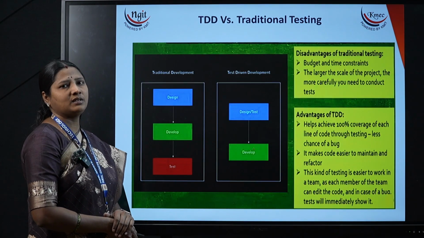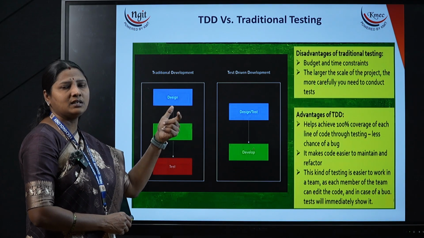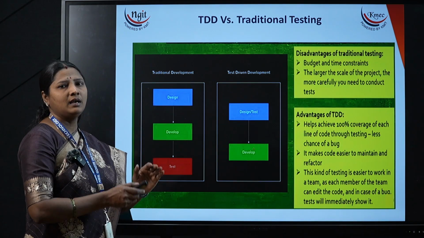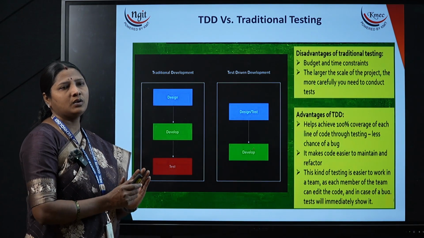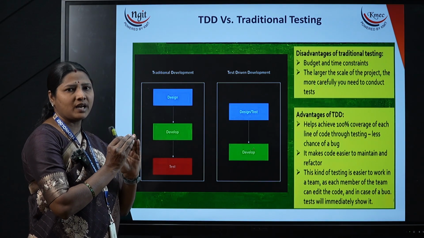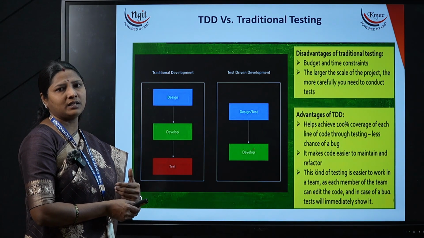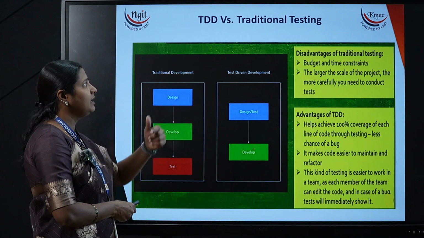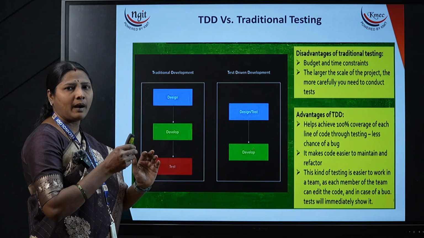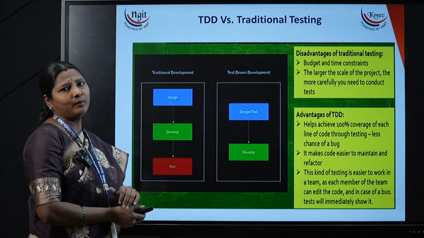Coming to the next one, test driven development versus traditional testing. As we know, traditional testing is the last stage in software development, whereas test driven development is between the design and code. Once the total design is completed, the code for each and every small functionality is developed. Based on that, the test cases are tested, and then the actual code is written in case of test driven development, whereas traditional testing is applied at the end of the software development.